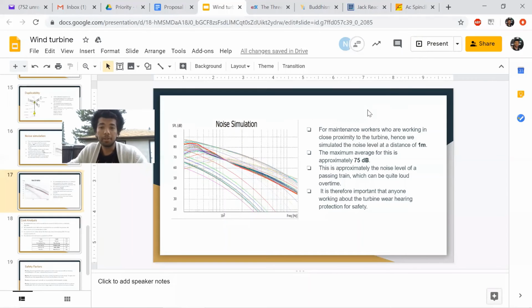Furthermore, we did a noise simulation for maintenance workers who will be working in close proximity to the turbine, at a distance of roughly 1 meter. And we get a graph from here in which we can infer that the maximum value is around 75 decibels. This is approximately the noise level of a passing train, which over time can be quite loud. So it is recommended that anyone working within close proximity of the turbine wear hearing protection.